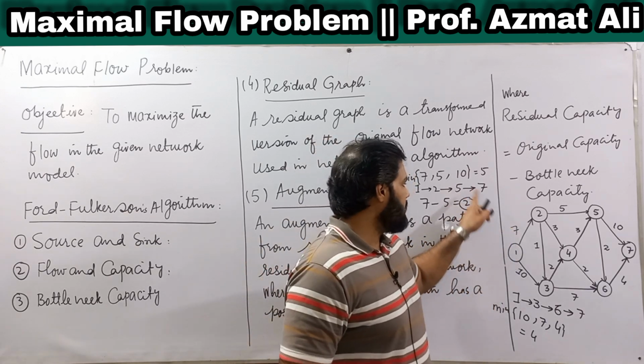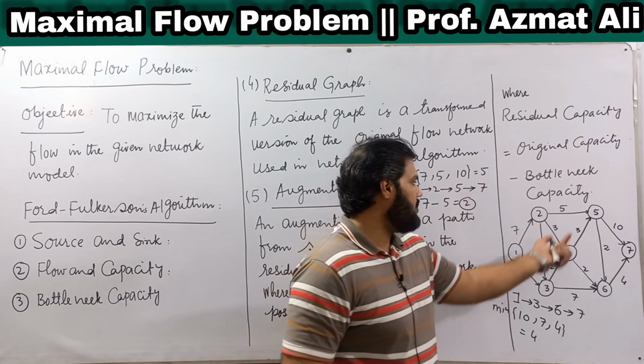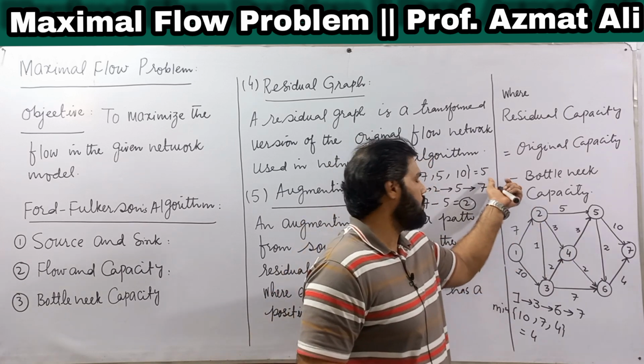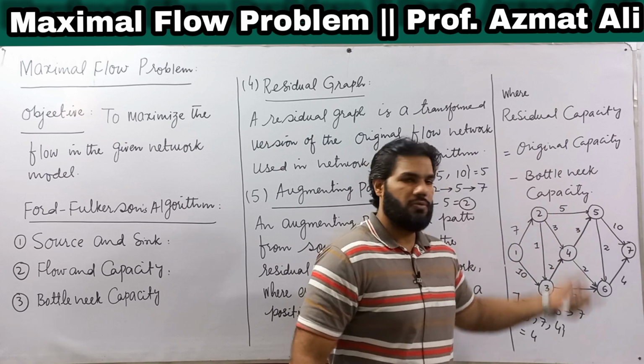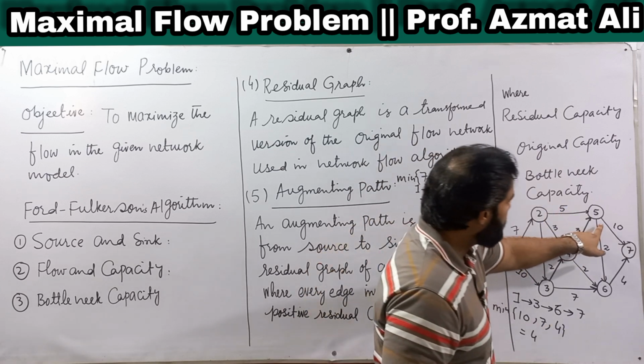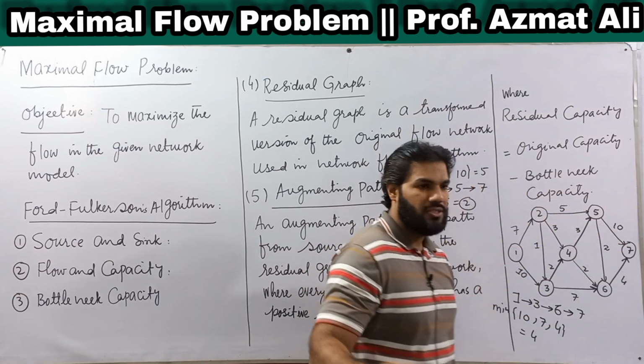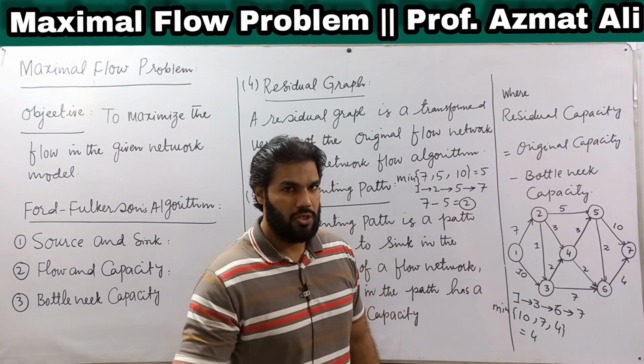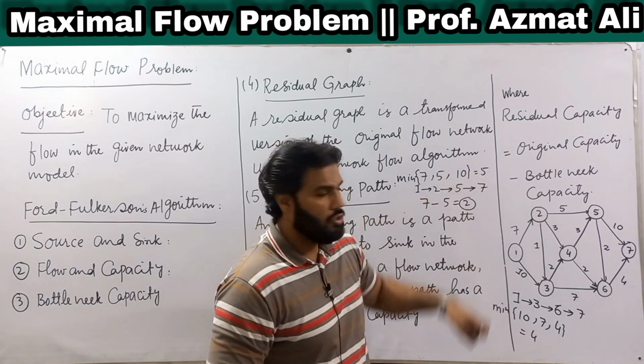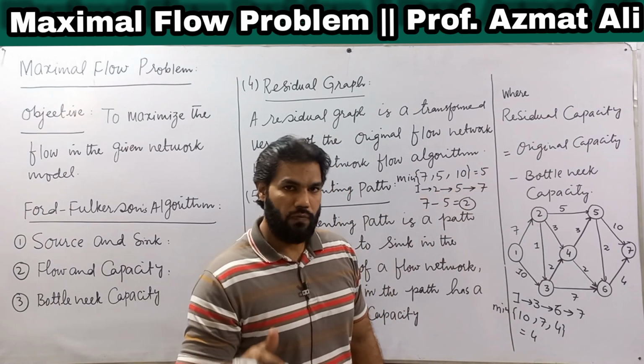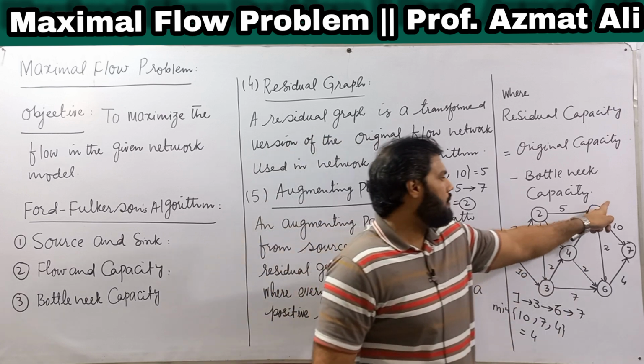Similarly, in this path, the residual capacity of this edge will be 0, because bottleneck capacity is 5. 5 minus 5, this will become 0. Similarly, the third edge has a capacity of 10 units, whereas the bottleneck capacity of this path is 5 units. So the difference will become 5. So 5 shows the residual capacity of the last edge.